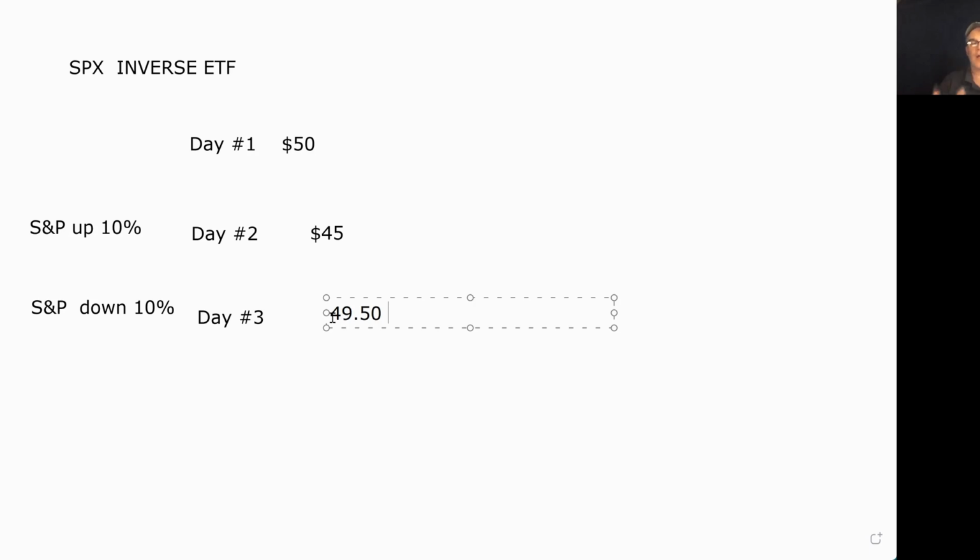Same thing with a regular ETF. If you went up 10% and it went up to 55, and then the S&P went down 10%, you'd go down 5.50, and you would end up lower than where you started. So that's the thing with the ETFs. If the market goes up and then down the same percentage, you're actually going to be worse off than you were before.